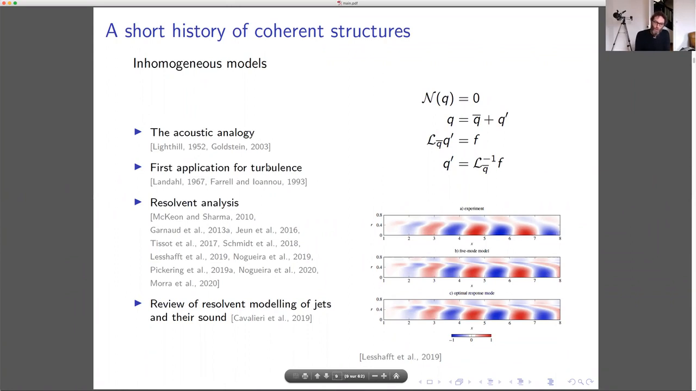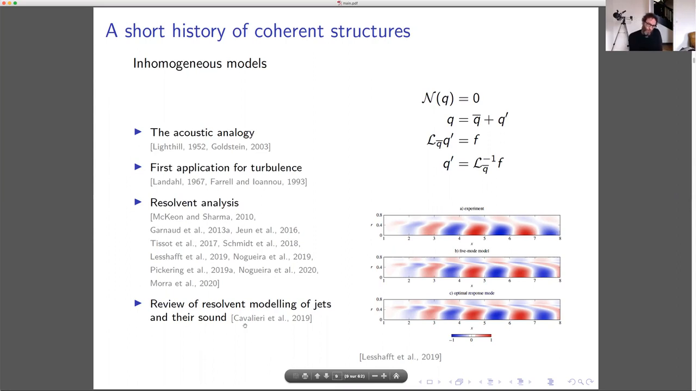The first application in analysis of turbulent flows, I think, or at least for a description of turbulent mechanisms, should be credited to Landau in 1967. And there's also this interesting paper by Farrell and Ioannou in 93, where they talk about stochastic forcing of the linearized Navier-Stokes system. More recently, this is referred to as resolvent analysis, and it's finding very broad application in problems ranging from channel or pipe flow to high Reynolds number compressible turbulent jets.